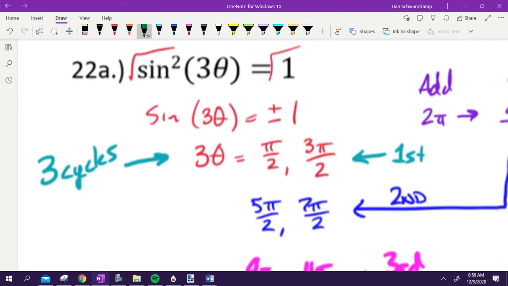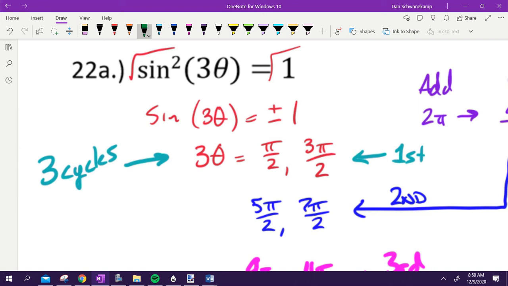I got rid of the square. So to get rid of the square, I took the square root. So the square root of 1 is plus or minus 1. Then I did inverse sine. So I thought to myself, where is sine going to get me plus or minus 1? That'd be at the top of the circle and the bottom of the circle: pi over 2 and 3 pi over 2.